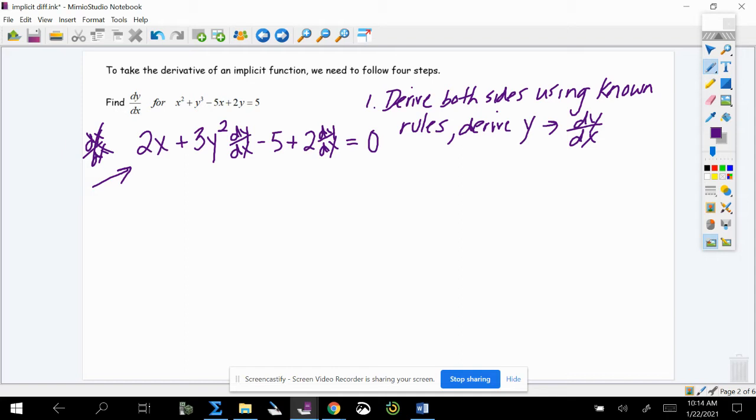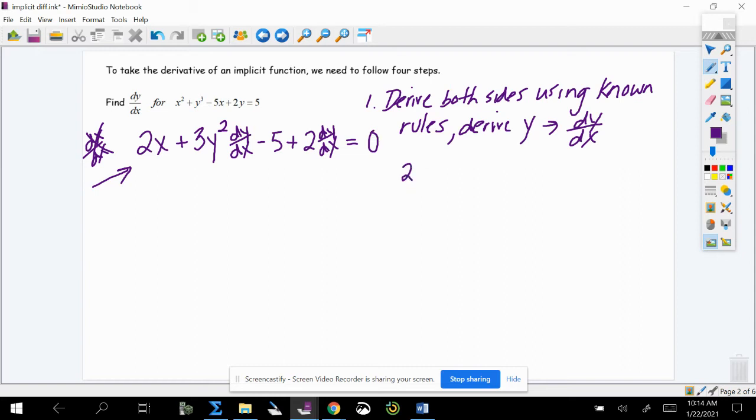And to be honest, it's the only calculus step out of the 4 steps: to look at each term, derive each, use whatever rule necessary from what we've learned. But keep in mind that anytime you derive a y term, you will have to include dy dx.